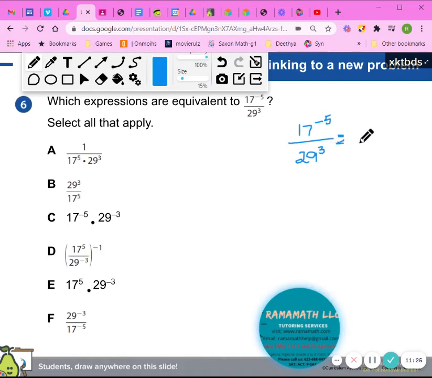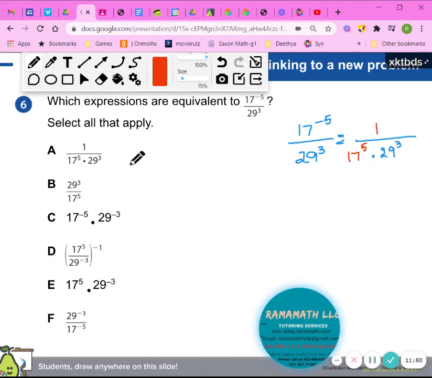In the denominator, we have a positive exponent, so I'm going to keep that one: 29 to the third exponent. But the numerator is negative. To make it positive, I need to bring this one down, and then it converts to a positive exponent. It's going to be 17 to the positive 5. Since I don't have anything in the numerator, I can leave it as a 1.